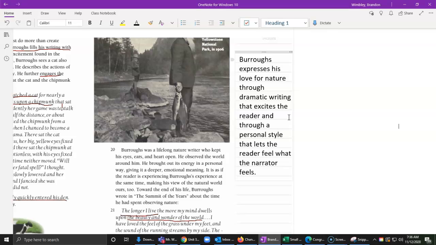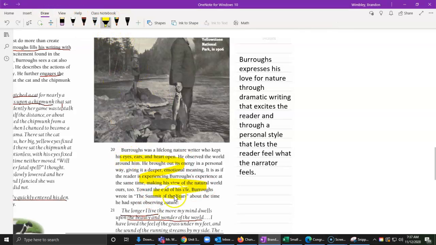Now, you'll notice it actually doesn't talk about the chipmunk that much, because the whole purpose of this was for us to see how John Burroughs uses his writing to excite the reader about nature. It honestly wasn't about the chipmunk, because if it was, we wouldn't have all of this right here explaining this. So the main purpose was him explaining how to excite the reader using that nature.